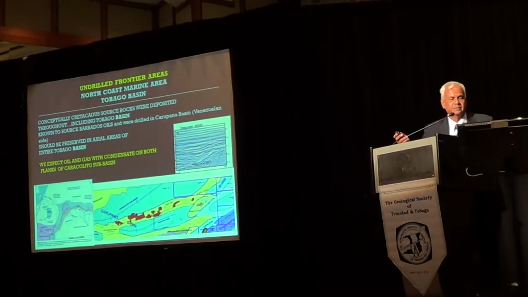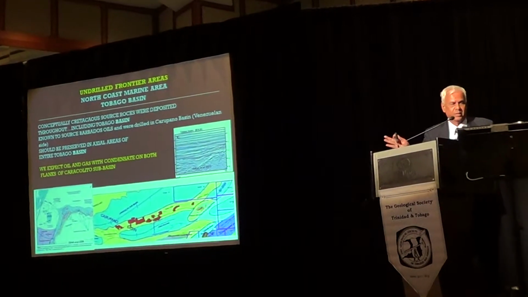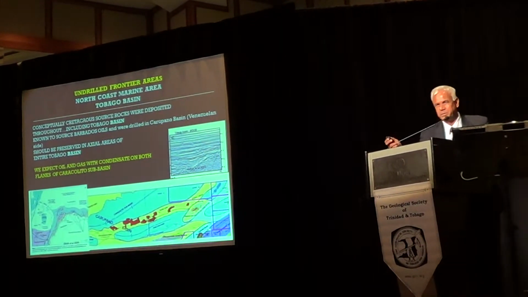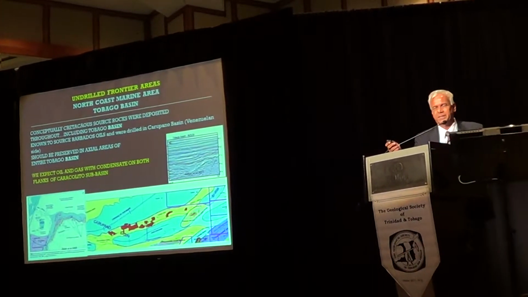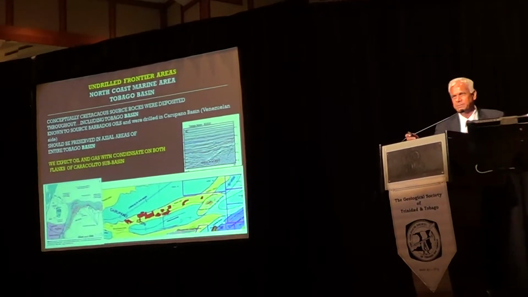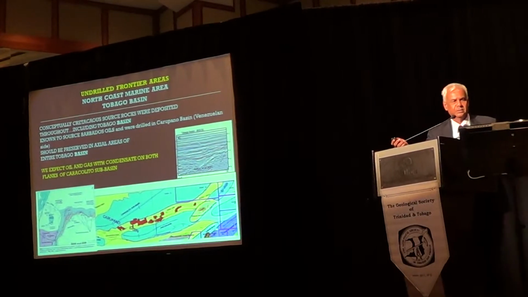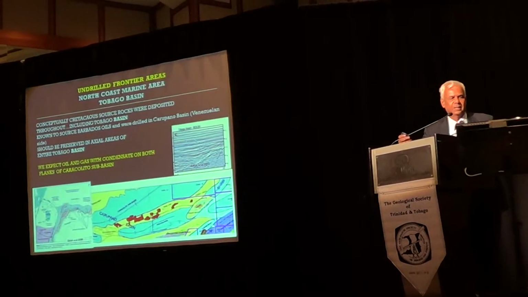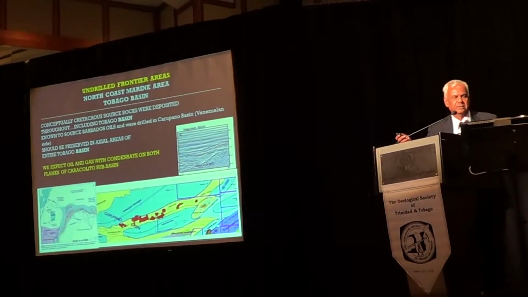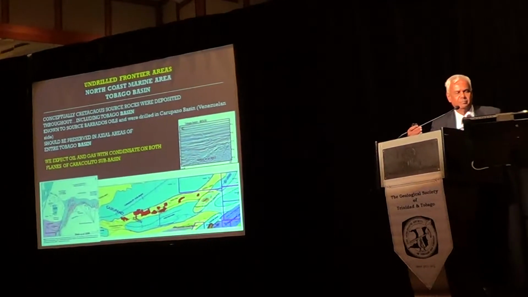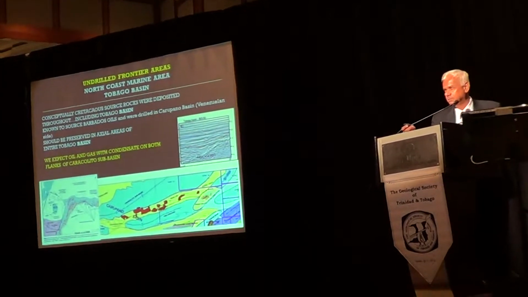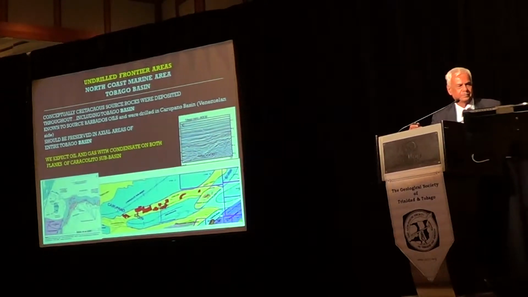North Coast Marine area, Tobago Trough, Tobago Basin, whatever you want to call it. And I'm presenting a paper tomorrow which goes into a little bit more detail on it. We analyze the condensate from the North Coast Marine area, which says that there's a thermogenic source, and we'll elaborate on that tomorrow. But basically, we can expect oil and gas with condensate on both flanks of the Caracolita subbasin, which is the southwestern extremity of the Tobago Trough.